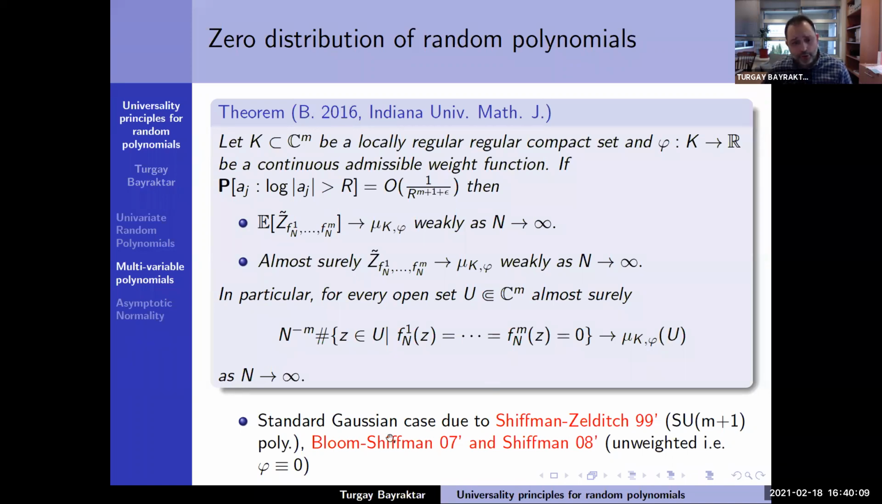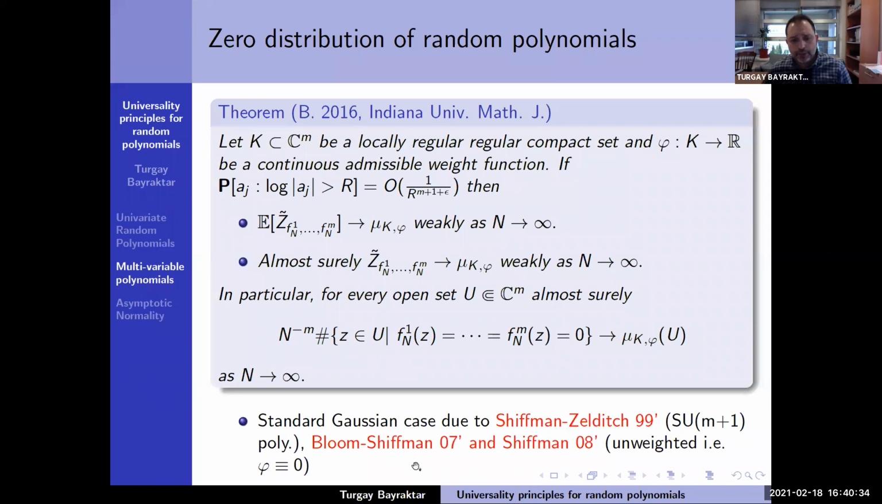There's some history here, and then there are some generalizations of this. I think this was done first by Shiffman and Zelditch for the elliptic ensemble in '99. In fact, their result was written in terms of this complex geometric setting for random holomorphic sections of line bundles.